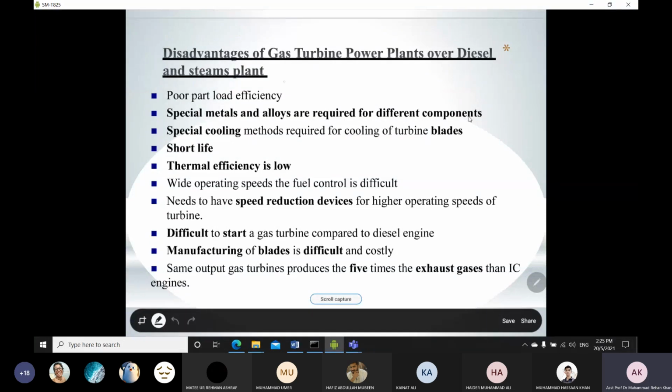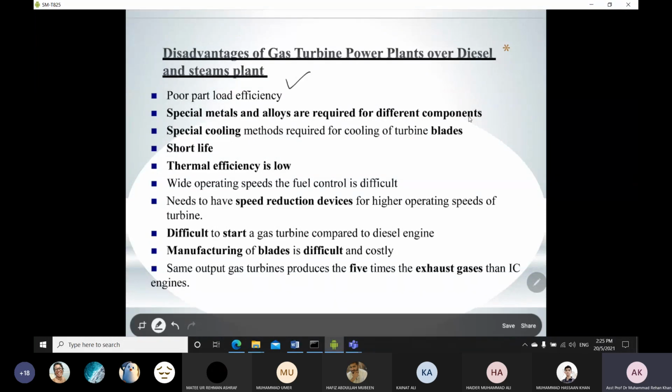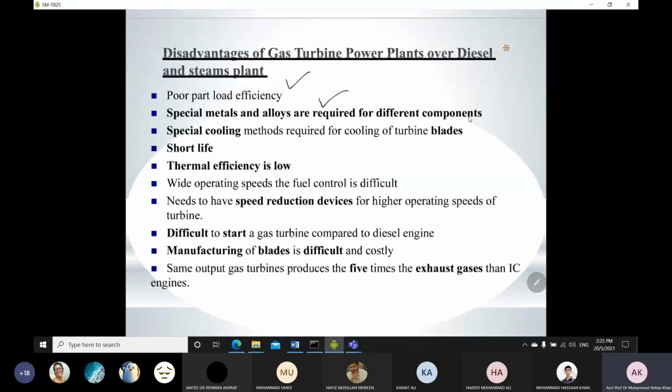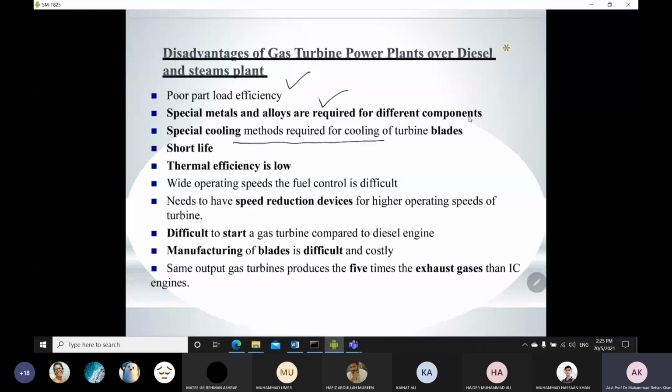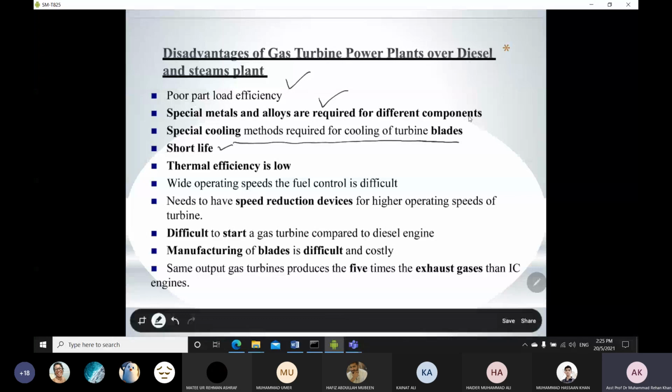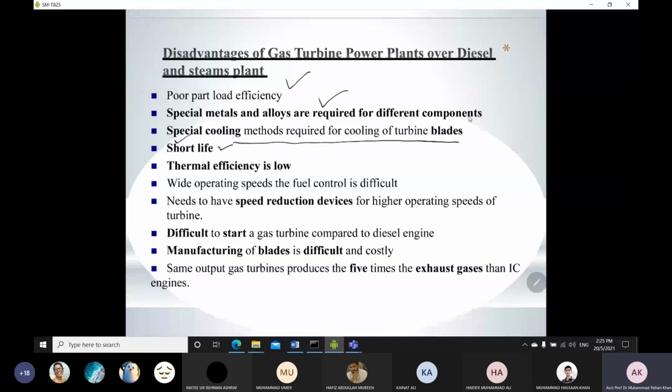So disadvantages are the poor load efficiency. Then I already told you that we are working on the high speed of rotation of the blade. So for that we need special metals and alloys to build that type of components. And then special cooling method is required for cooling of turbine blades. It has a very short life because we are talking about very high speed of the flow. So it means that there will be a short life of your components. And thermal efficiency is low.